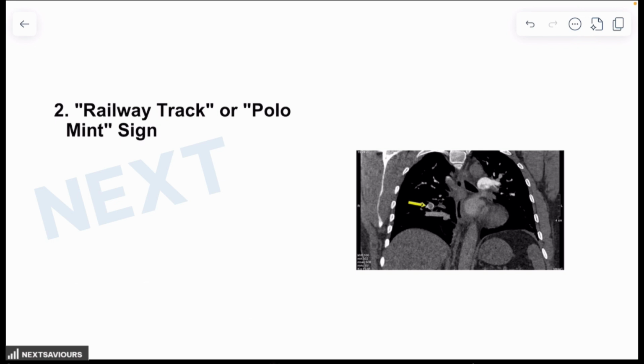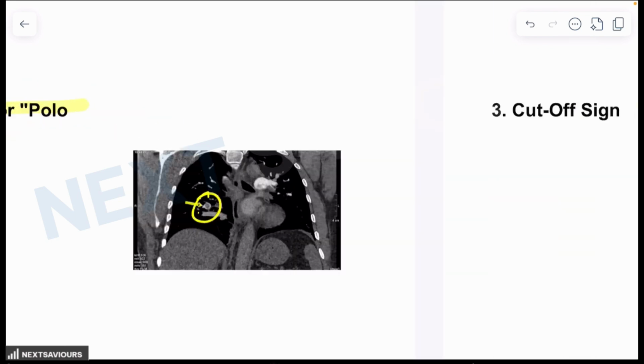There are other findings also which are seen on different views, like on axial section of the pulmonary artery. The findings are railway track or the polo mint sign, as you can very clearly identify it over here also. Now this one is a circular filling defect which is surrounded by the contrast, and this is known by the name of polo mint sign. The railway track sign, which is seen in the longitudinal views, is a linear filling defect extending along the artery. So these are the other findings which could be identified in pulmonary embolism.